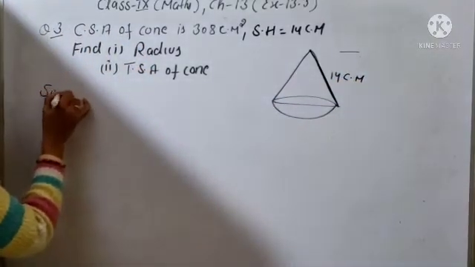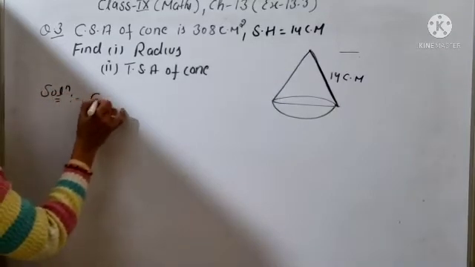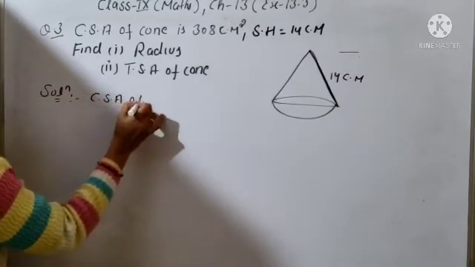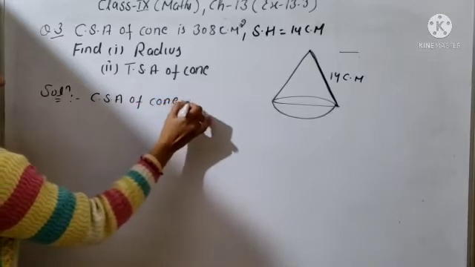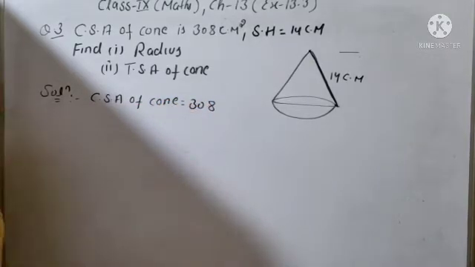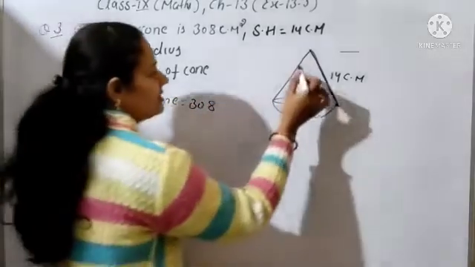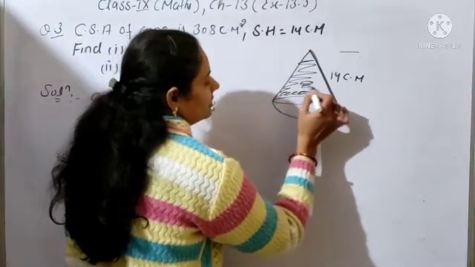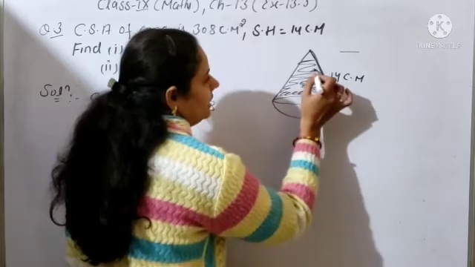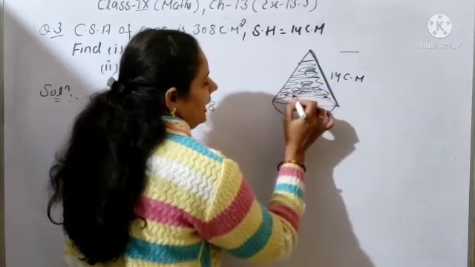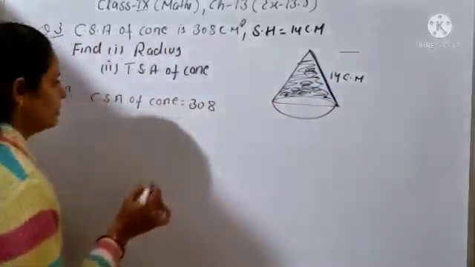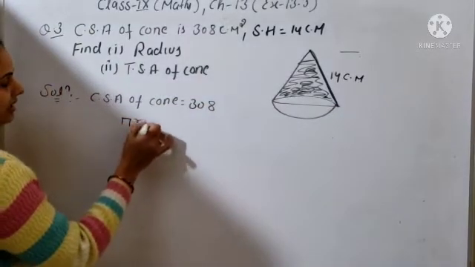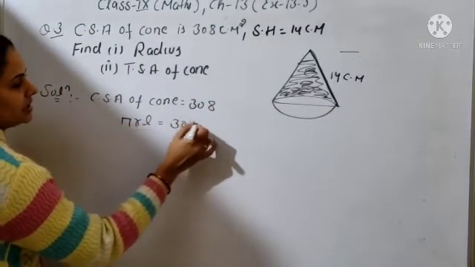So first of all, what is given? You will write down the curved surface area of the cone. This is given 308 centimeter square. And what will be the curved surface area? Curved surface means this part area, the curved part area. You will leave the circular base here. And what will be the curved surface area of the cone? So this will be pi r l, and this is equal to 308.